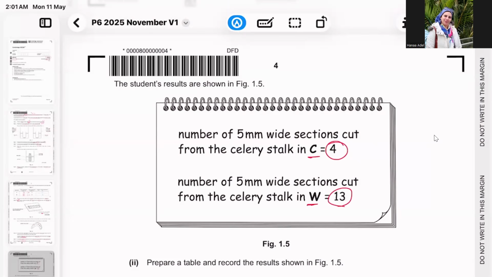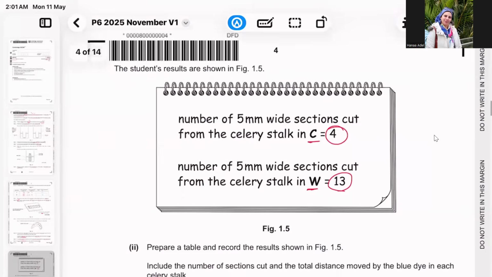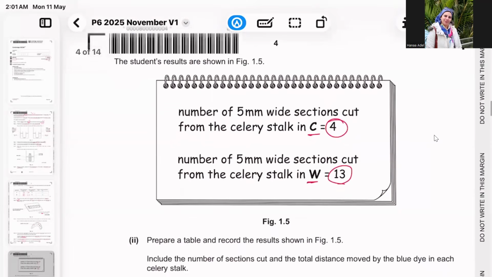Prepare a table and record the results, including the number of sections cut and the total distance moved by the blue dye in each celery stalk. At the beginning, we can get the independent variable and some of the controlled variables, and we have hazard and also error. Here we can see that the total distance moved by the blue dye is the dependent variable. How can we calculate this?